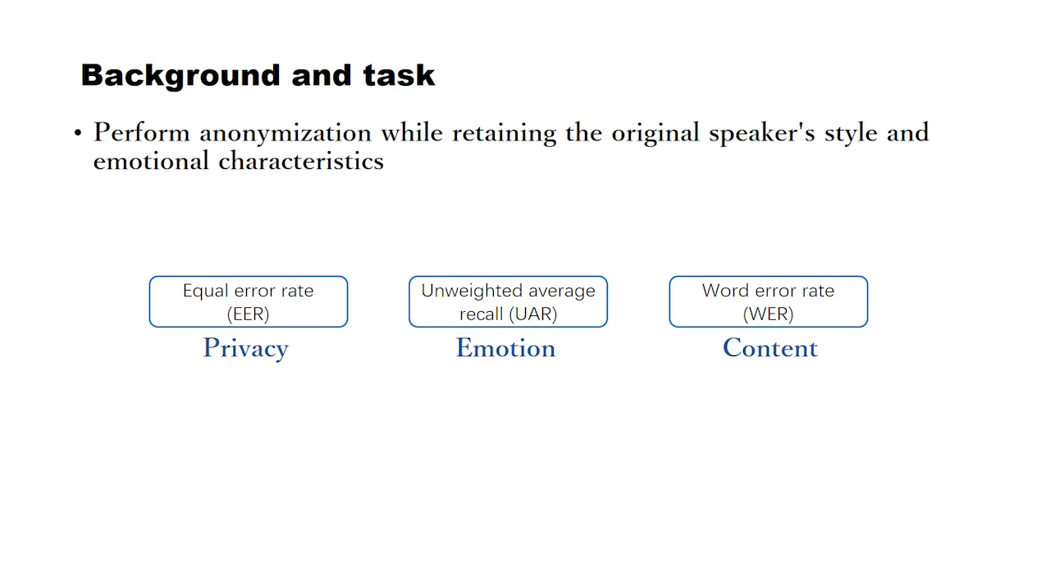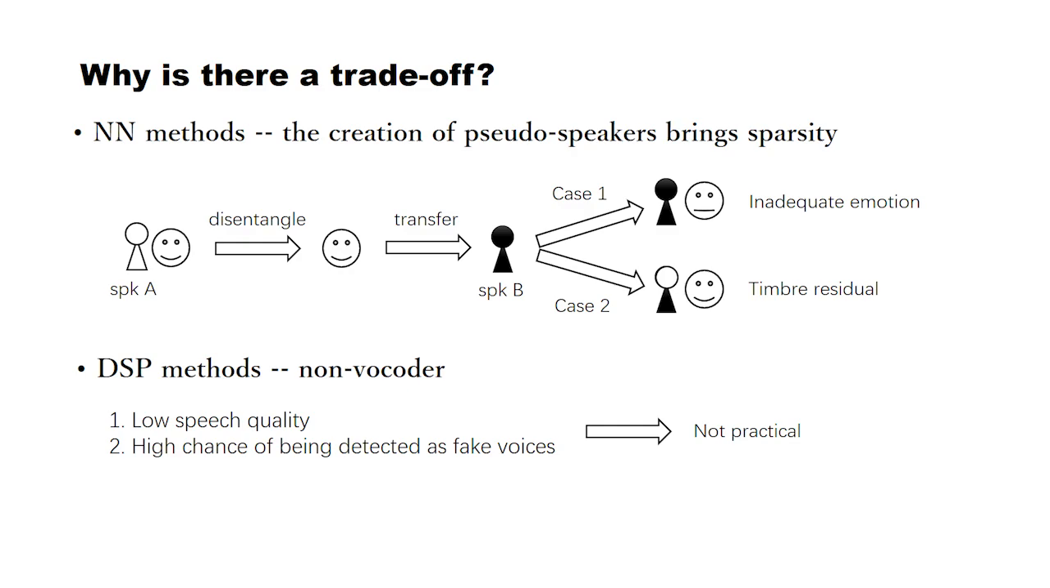However, if we consider the need to retain the original speaker's style and emotional characteristics to better convey information beyond the text, things will become challenging. So the VPC24 underscores this specific task in which we are required to balance the performance of three metrics, namely EER for privacy, UAR for emotion, and WER for content. These have been designated as the evaluation criteria.